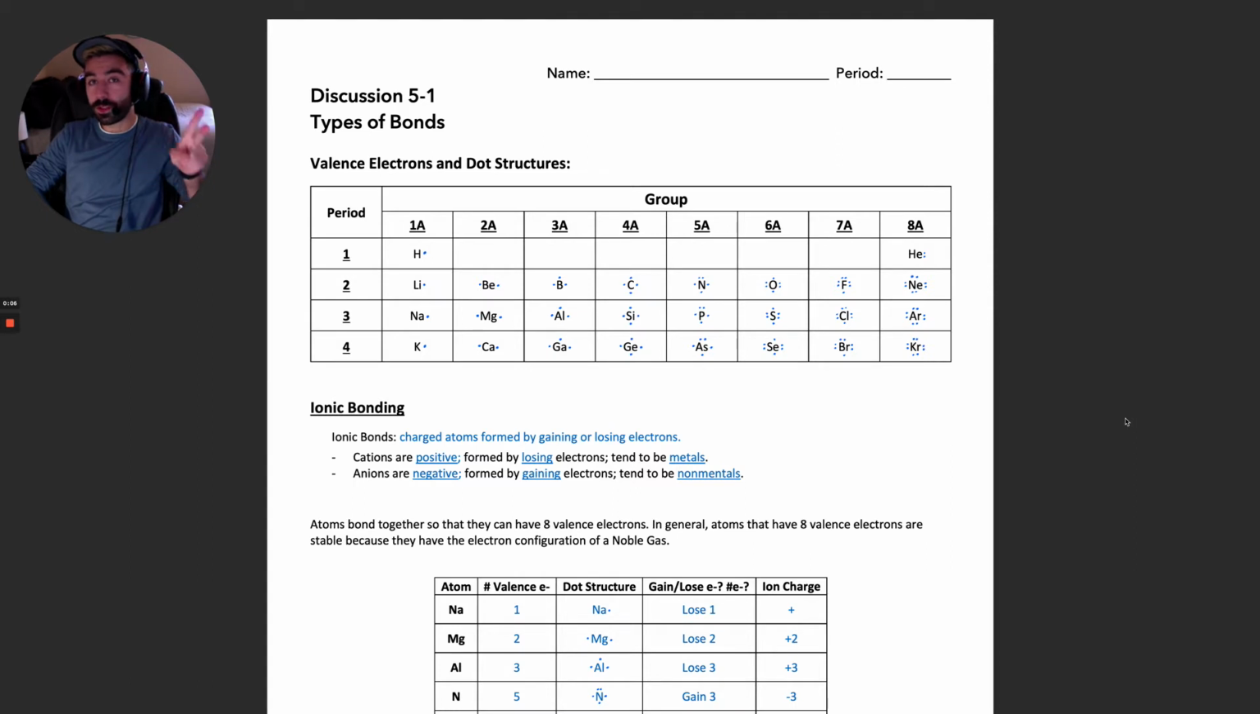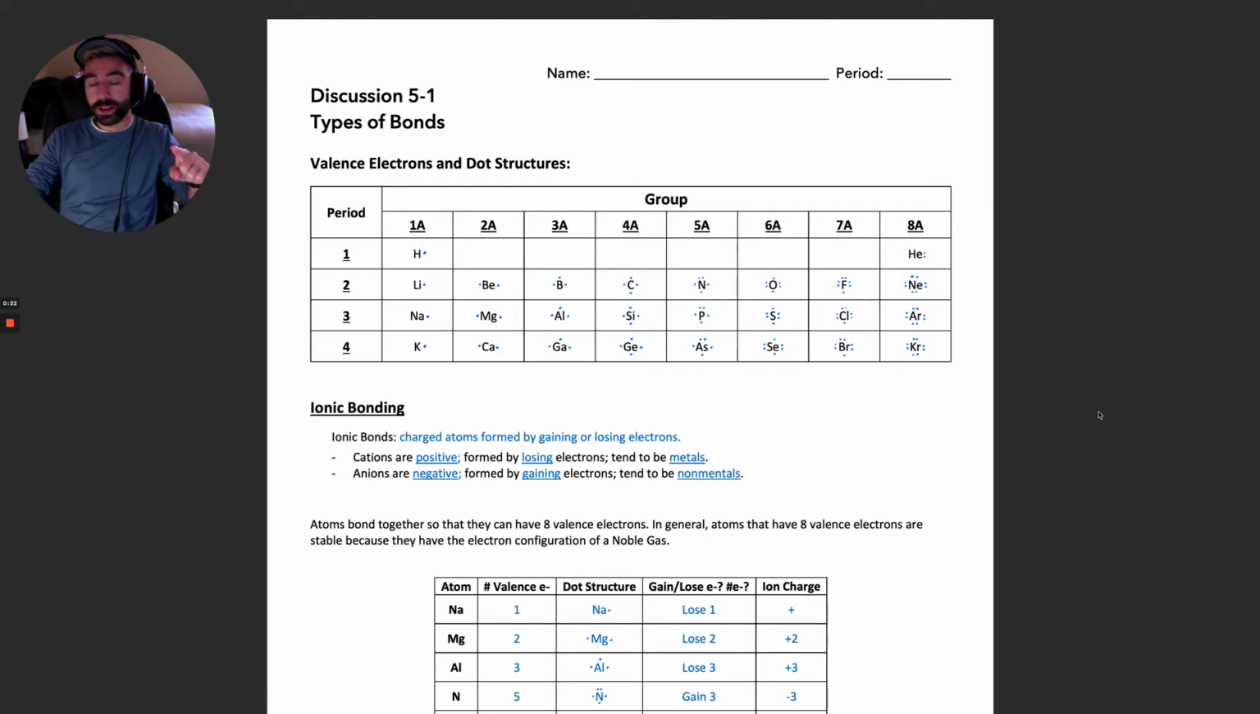So I'm going to do my best to keep this one nice and short, but this is the first of two discussions for Unit 5. This is discussion 5.1, and really this is going to be the beginning of bonding. Today we cover just the basics of bonding, the reason behind bonding, and the types of bonding. So let's get started.